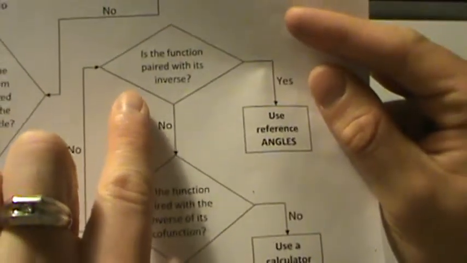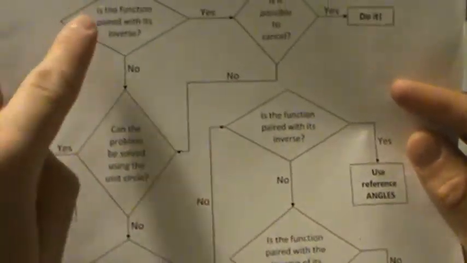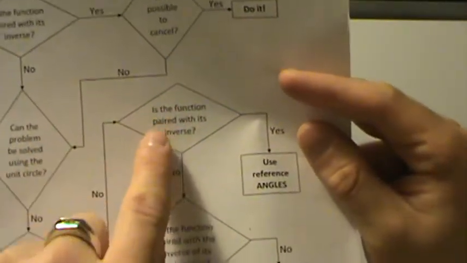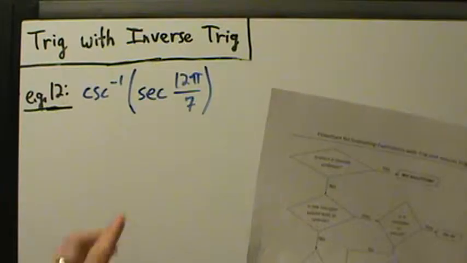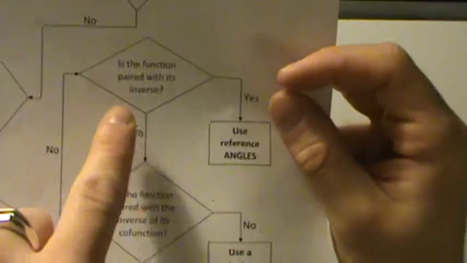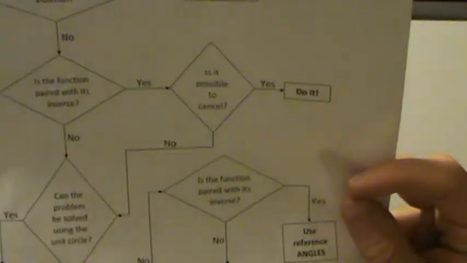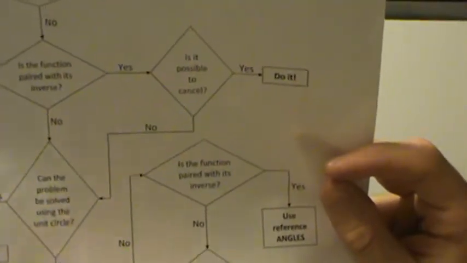Is the function paired with its own inverse? And again, we asked this before, but we have to ask it again because it does affect what happens next down here. Is the function paired with its own inverse? No, remember, it was not. So no. Is the function paired with the inverse of its cofunction? We asked this question in the last example, and it sounds like kind of a mouthful, but it's really not that bad.